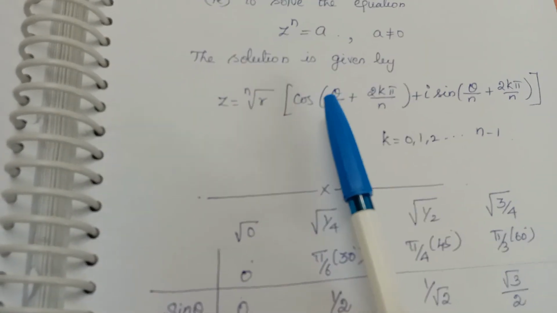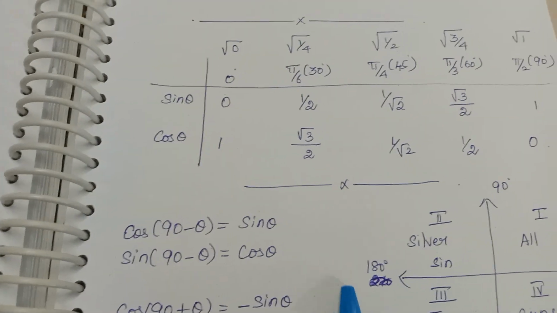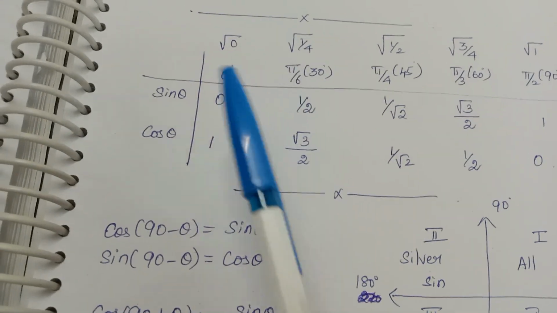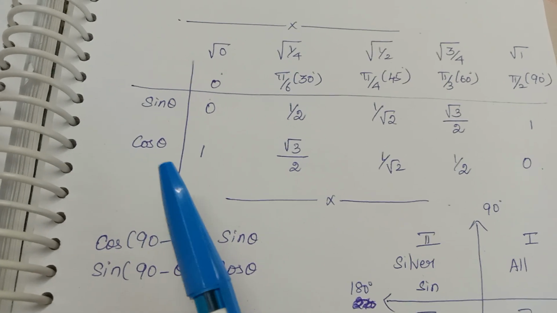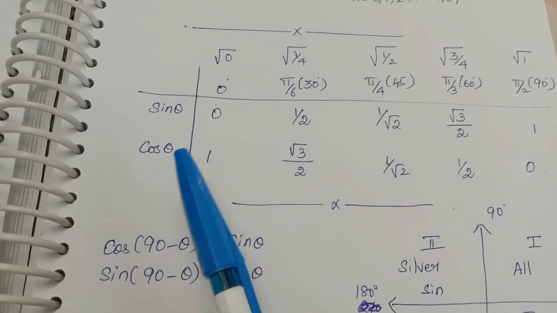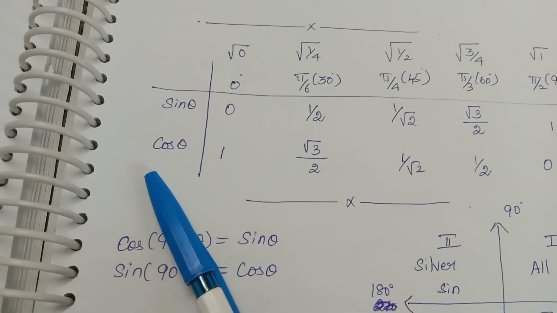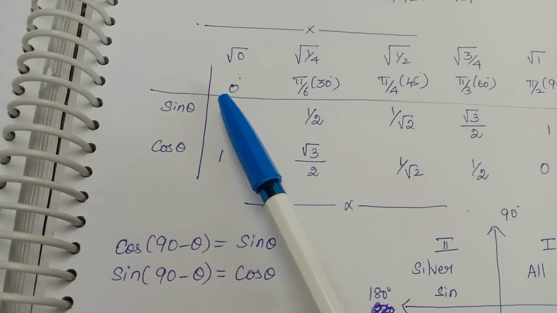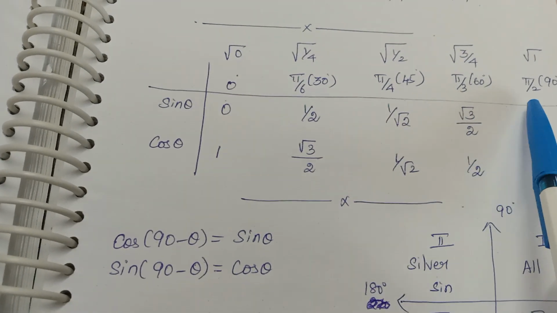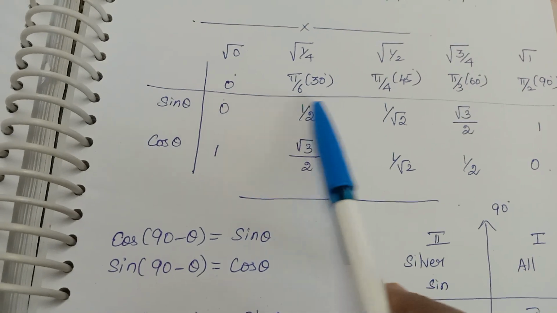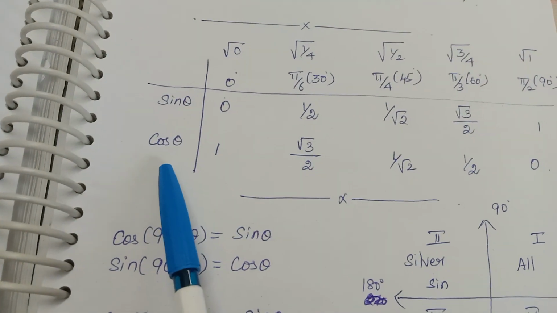So before going to the problems, let me recollect some of the basic results in trigonometry. For doing problems of this type, we primarily use the cos and sine functions. Let us recollect the values of sine theta and cos theta for the standard values: 0, 30, 45, 60, 90 degrees. For these standard values only, we repeatedly use the values of cos theta and sine theta.